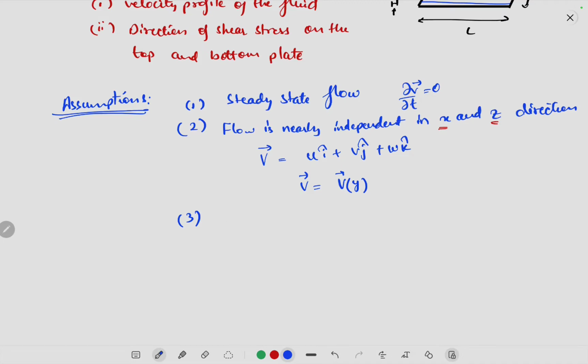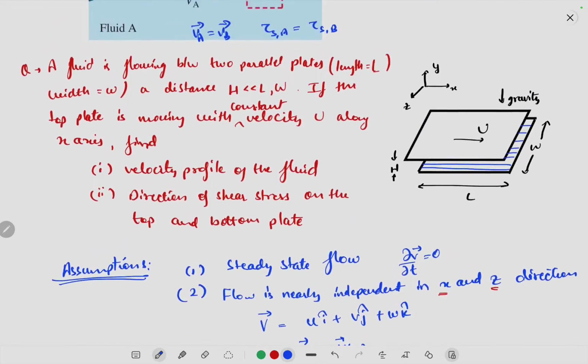So we can assume that v and w are nearly 0, and the v vector will be nothing but u, which will be a function of y, times i hat. Okay, now with these assumptions let's try to solve the problem.